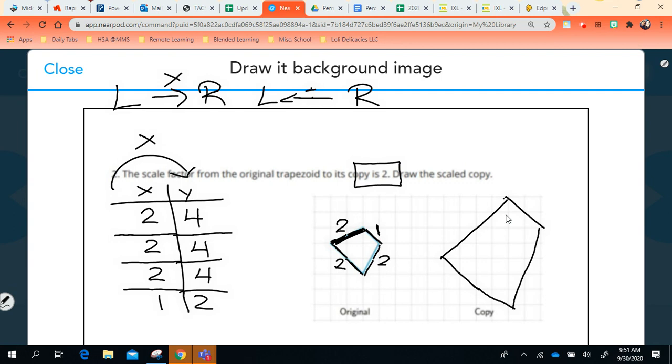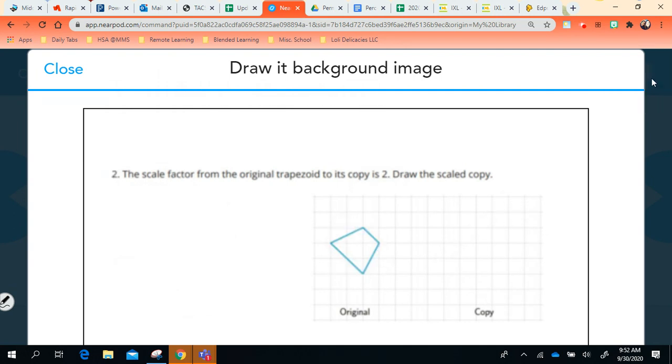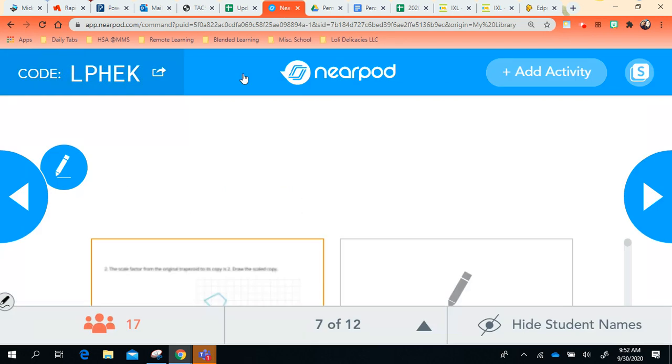But I'm trying. So for all of you out there that are like, no, but I don't know how to draw. Miss Prentice definitely doesn't know how to draw either. But she's trying her best.